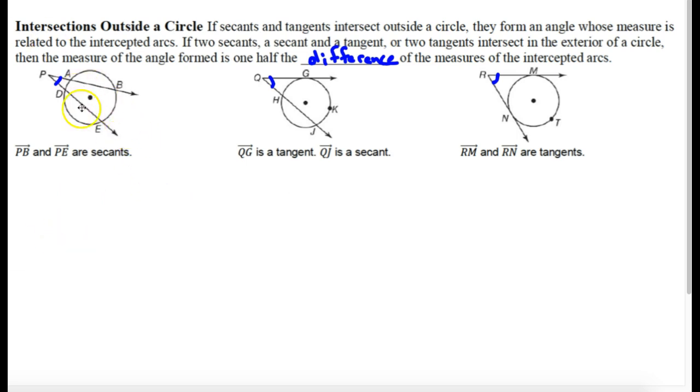So what that means, for example, here, I can say that the measure of angle P is equal to 1/2 of the measure of arc BE minus this other intercepted arc here, which would be AD. So I'm saying here's one intercepted arc, here's the other. So BE minus AD, and that'll get me the measure of angle P. Okay, so let's go through a couple examples here.